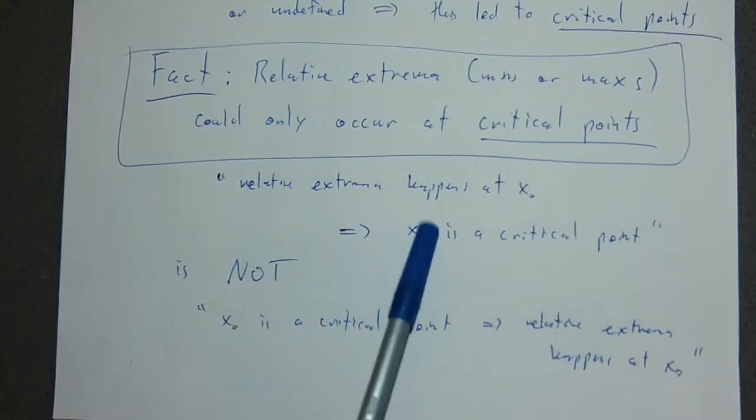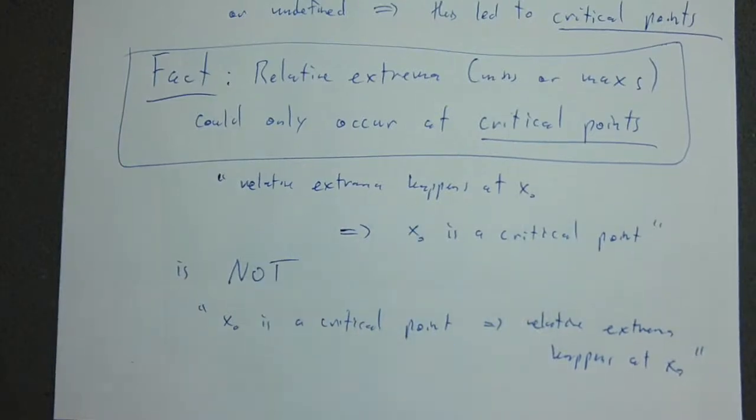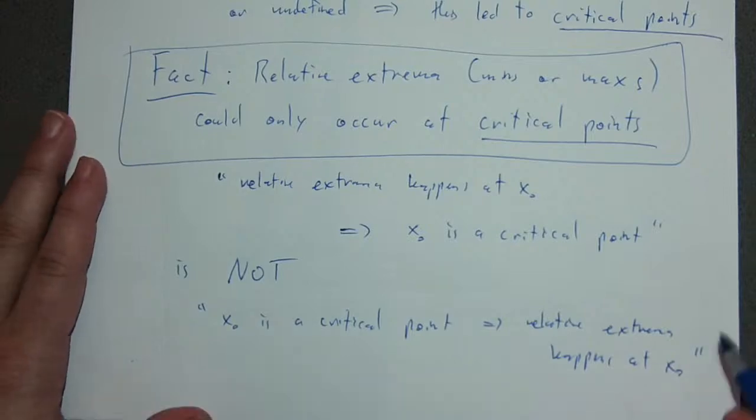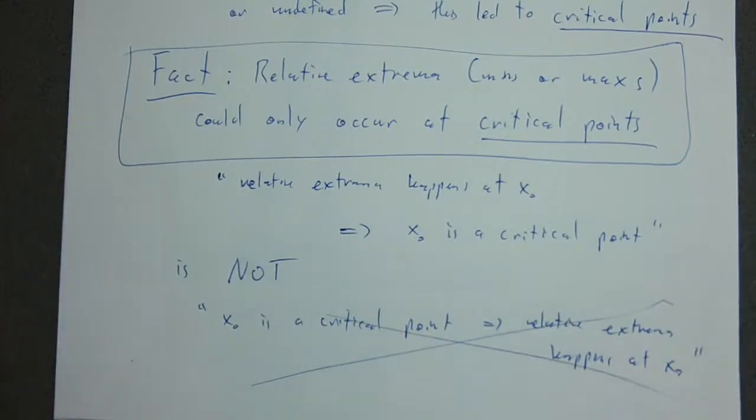Okay, this statement is true. This converse statement is false, right? So this is false. Why is it false? Can anyone give me an example of a function that has a critical point but doesn't have a relative extrema, or doesn't have a relative min or max at that critical point?